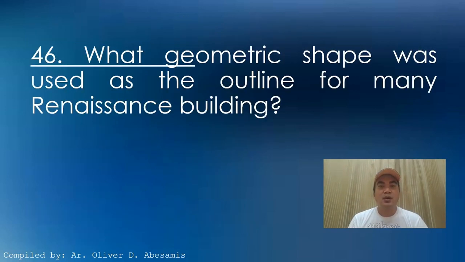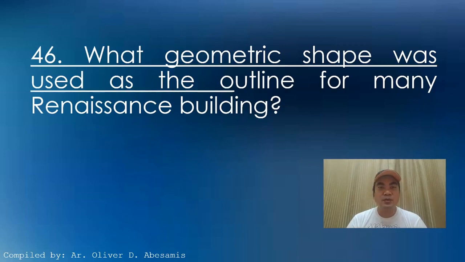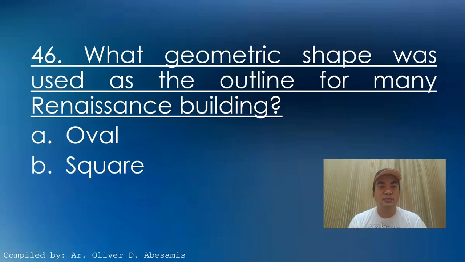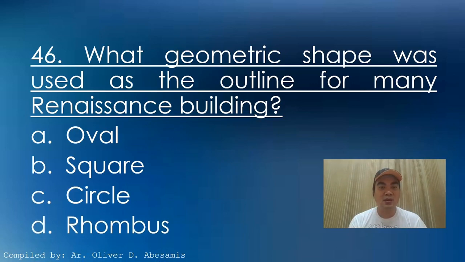46. What geometric shape was used as the outline for many Renaissance buildings? A. Oval, B. Square, C. Circle, D. Rhombus. Answer: B. Square.